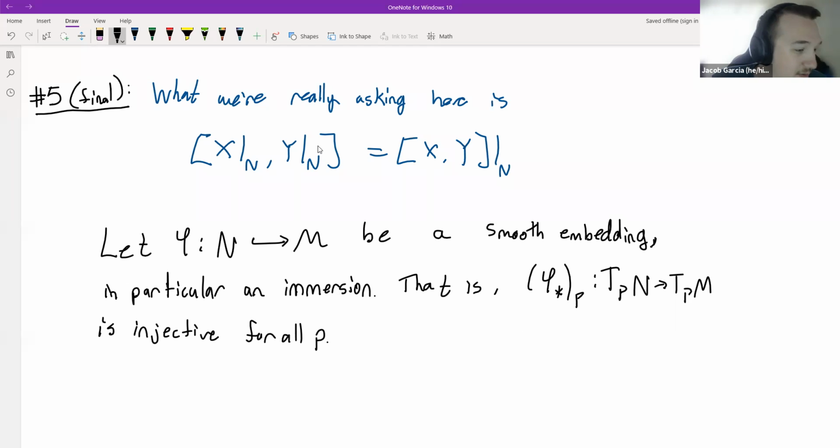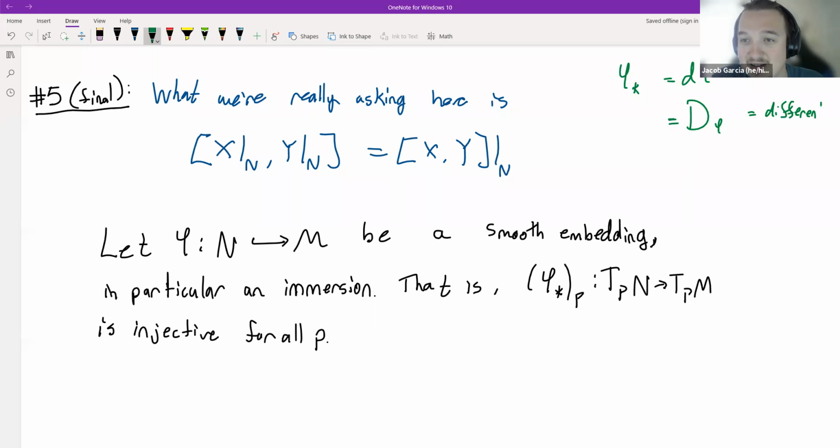And so Fred makes this joke that differential topology is the field which is invariant under change of notation. So this is the same as this, which is the same as this, which is all just the differential of phi. Different people use different notations.